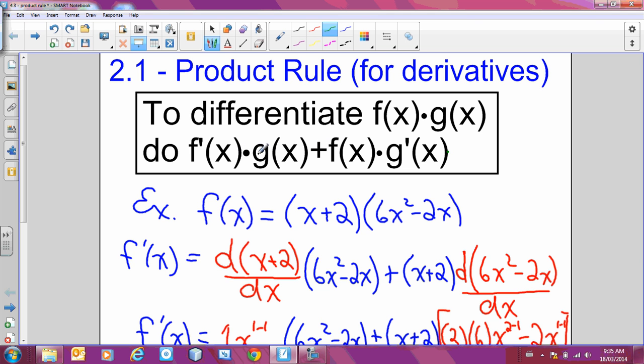If by the time we get to the test you don't know that you need to take the derivative of the first part and leave the second one alone and then do the opposite, then you've missed some pretty important parts, some pretty important information.